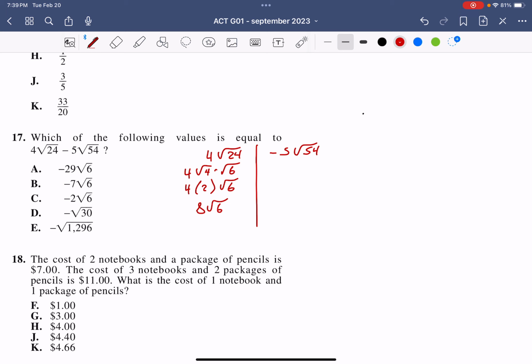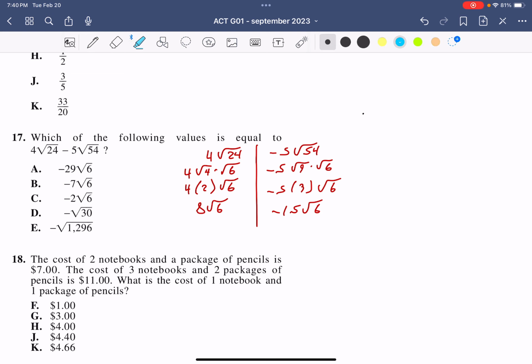Negative 5 square root 54. Same idea. Let's find two numbers that multiply to 54 where one of those factors is a perfect square. So we could think of 9 and 6. You may need to play around with it a little bit and write out the factors, and that's okay. Just write them off to the side. So we're going to have the square root of 9 times the square root of 6. We can simplify the square root of 9. That's going to give us 3. And then multiplying the negative 5 and 3 together gives us negative 15 root 6.